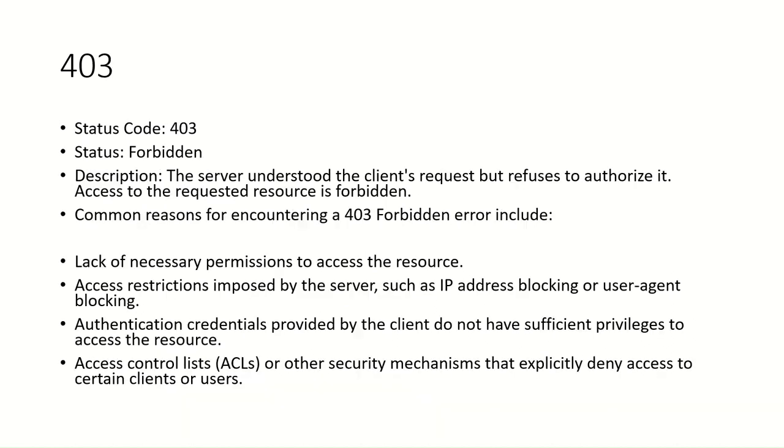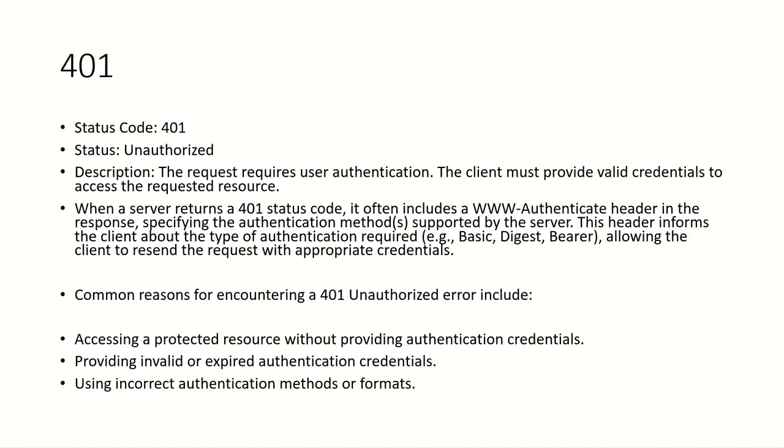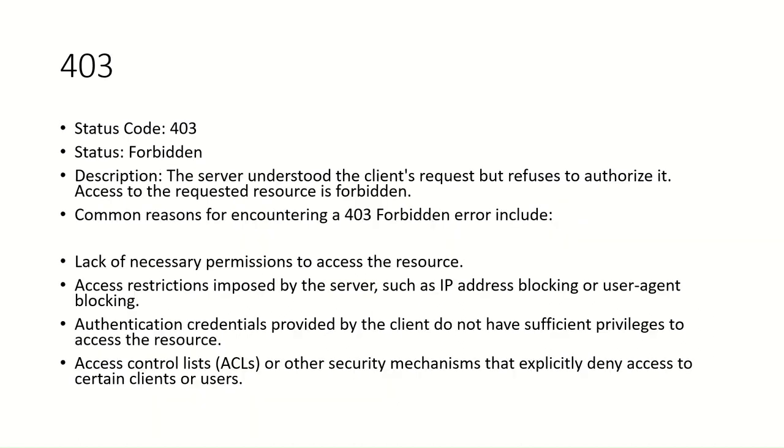But in the case of 403, the client is going to hit that API. In that case, the server knows the person who is hitting the API, but that person does not have the proper access, or you can say the legal access, to that particular API. In the case of 401, the server does not know the client who is accessing the API. But in the case of 403, the server knows who is accessing the API, but the person does not have the legal access to access that API.